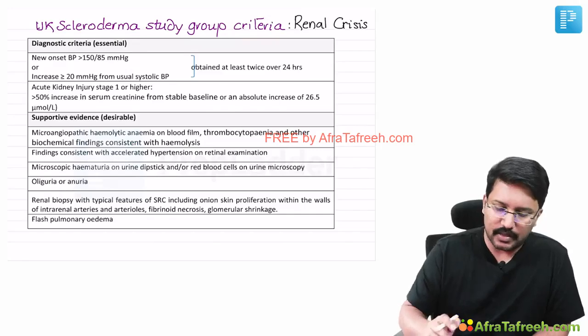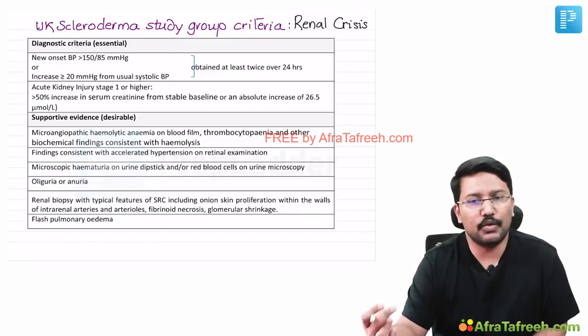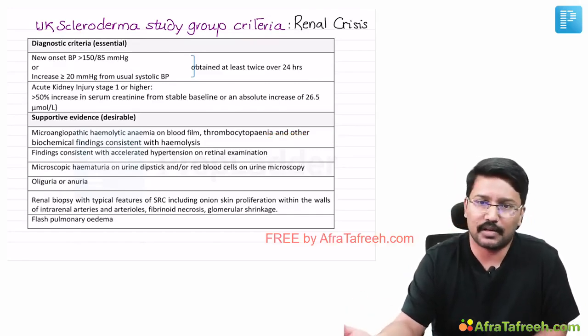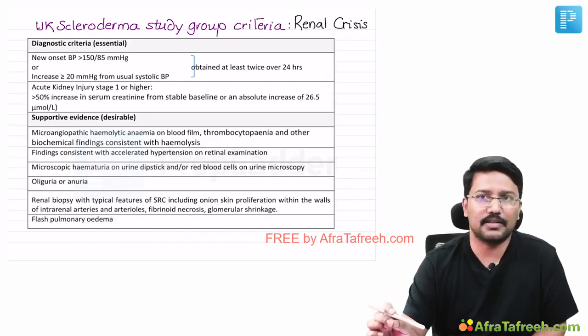Okay. Now coming to its diagnosis. And now there are various diagnostic criteria. The one I am putting out here is the UK Scleroderma Study Group criteria for renal crisis. So this has two components. The first one is the essential criteria. What are the essential criteria?